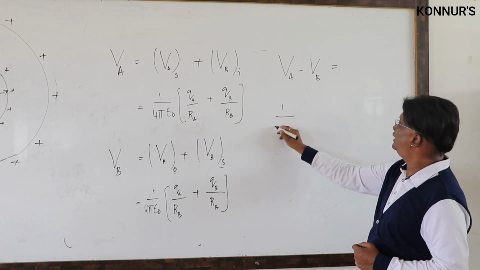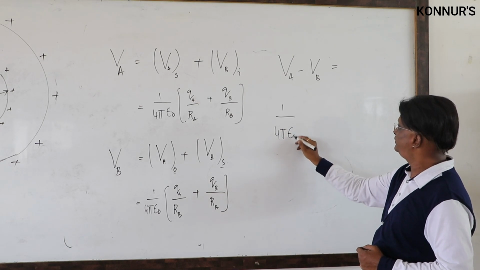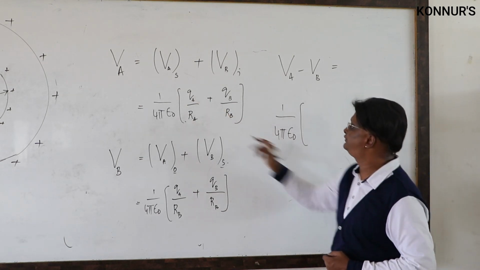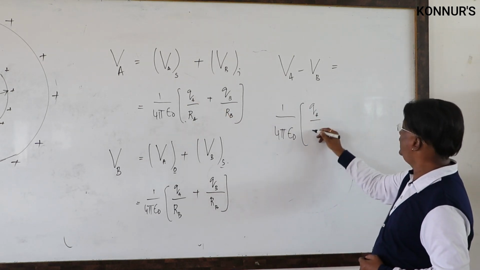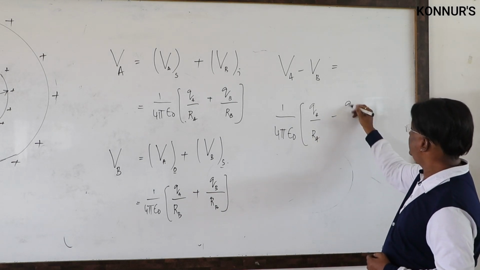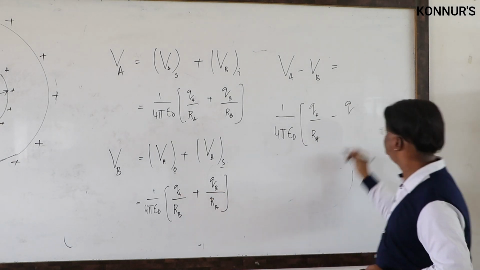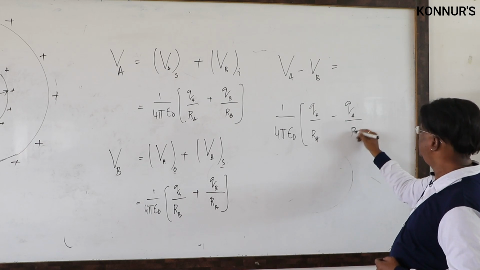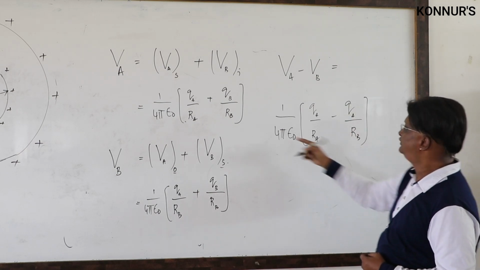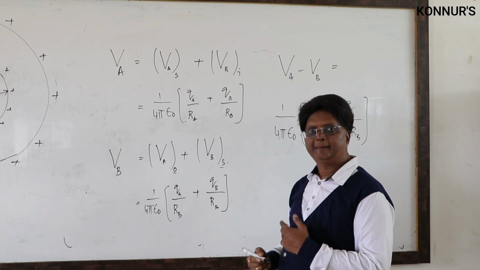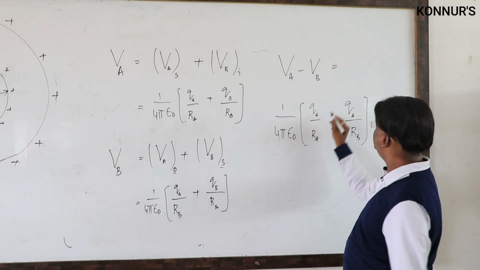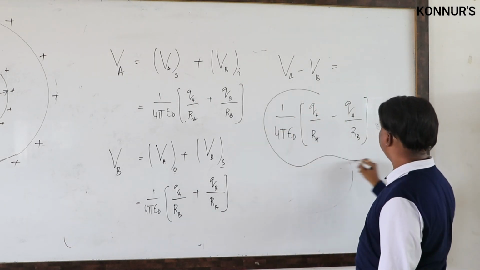So what is VA minus VB? This is 1 by 4 pi epsilon naught, times the term QA by RA minus the second term, where again you will find QA by RB. This QB by RB term vanishes. So this is the potential difference that you are getting.